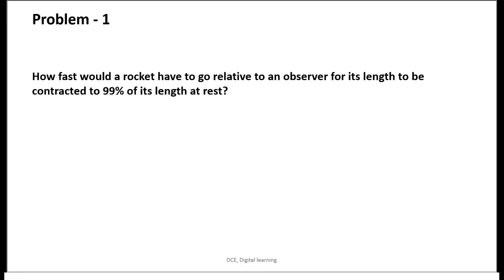How fast would a rocket have to go relative to an observer for its length to be contracted to 99% of its length at rest? Here the given thing is the improper length, that is the length for an observer on some S frame, L = 99% of L0, the proper length. L0 is the length recorded by the observer in the frame of reference at rest with respect to the rod, so L can be written as 0.99 L0. We need to calculate the value of v here.